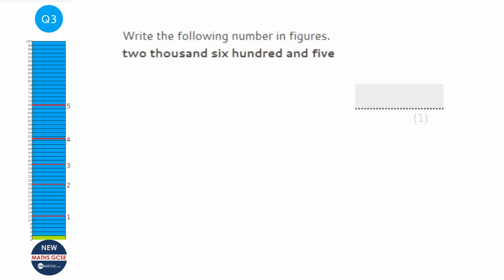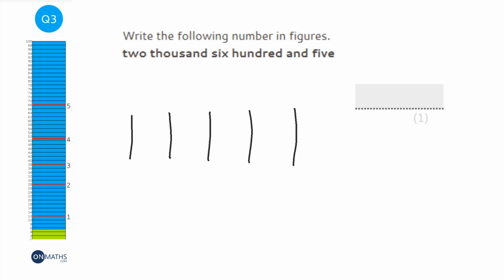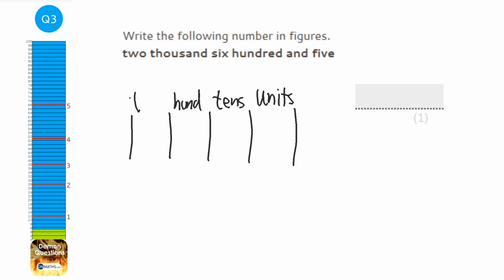So this question is asking us to convert worded numbers into just numbers. So it says 2,605. When we're thinking about numbers, we think about what column each of the digits is in. So we have our units column here, our tens column here, our hundreds here, and our thousands here.